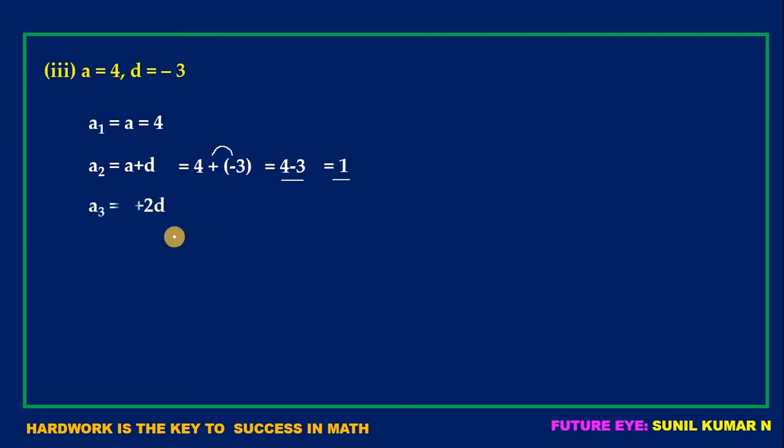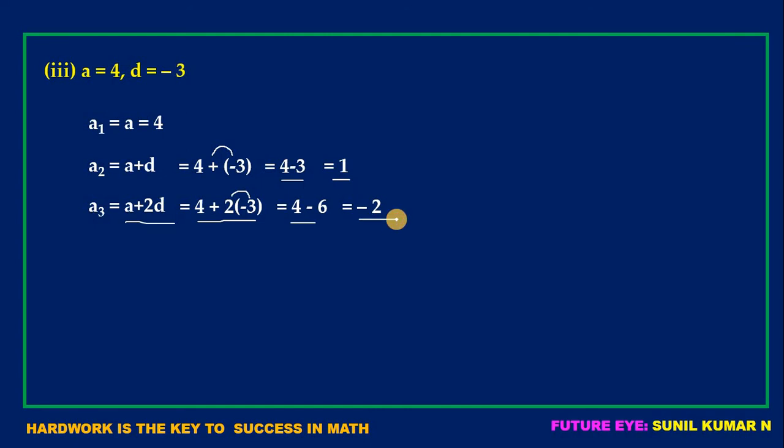Next A3, that we can write as A plus 2D. Substitute the values. 4 plus 2 times minus 3. Now multiply 2 by minus 3, we get minus 6. 4 minus 6, we get minus 2.